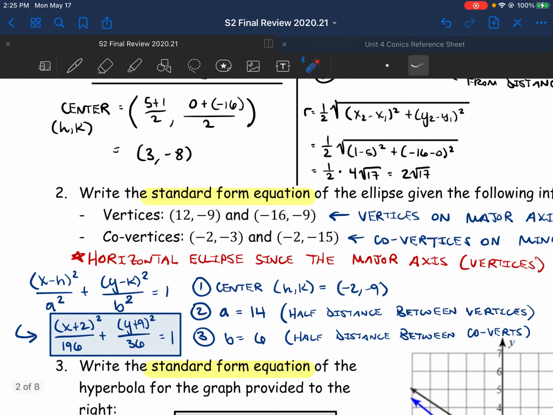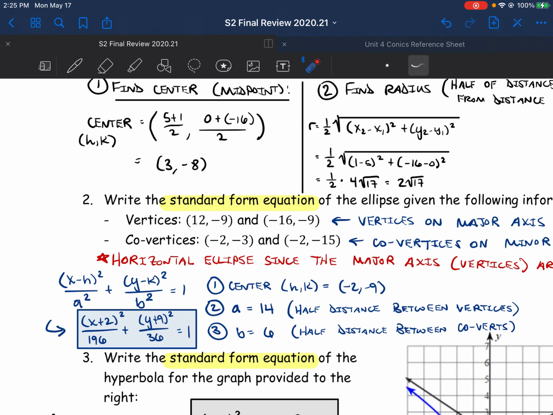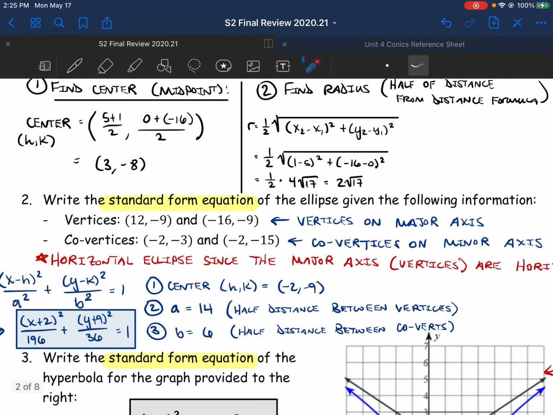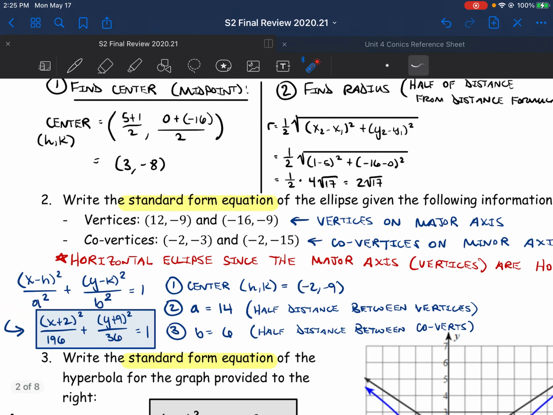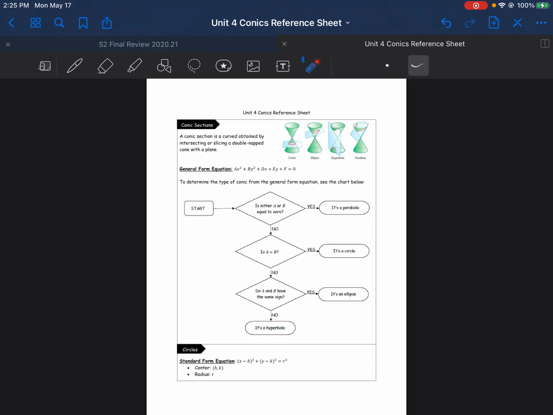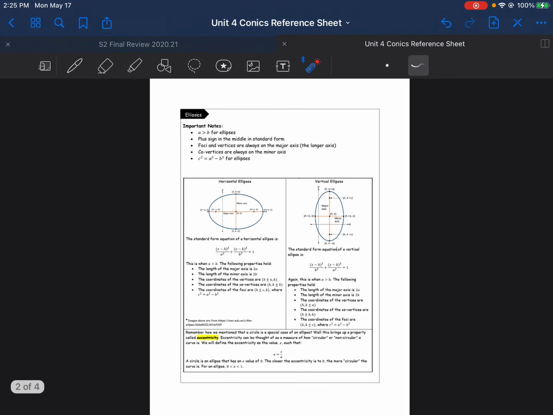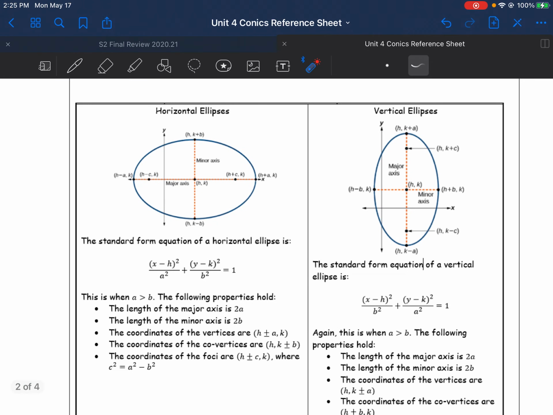So these co-vertices are (-2, -3) and (-2, -15), and they're vertical to each other. So since the vertices are horizontal to each other, this ellipse is a horizontal ellipse. And that's important because when we go to our conics reference sheet, we want to use the formulas for a horizontal ellipse. All of these formulas right here, including the standard form equation for a horizontal ellipse.